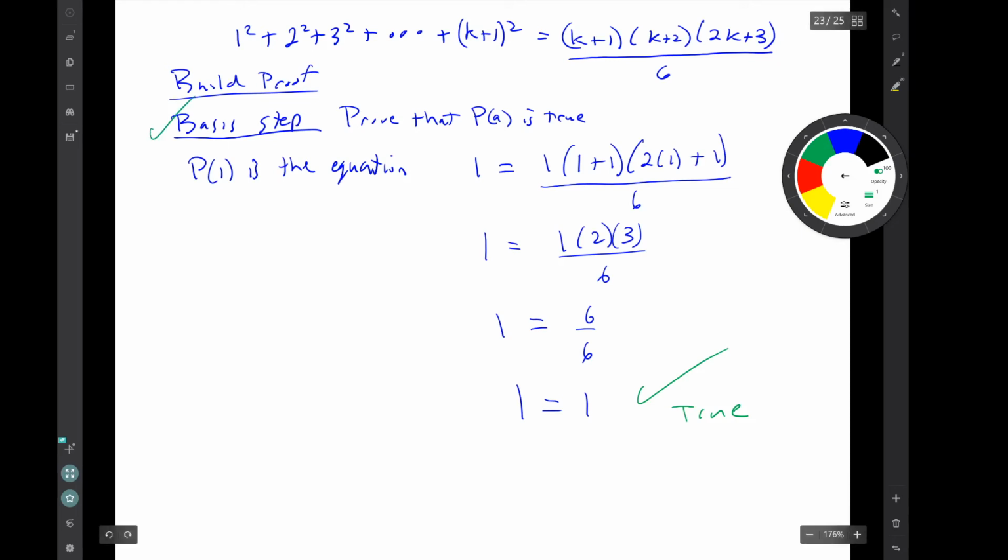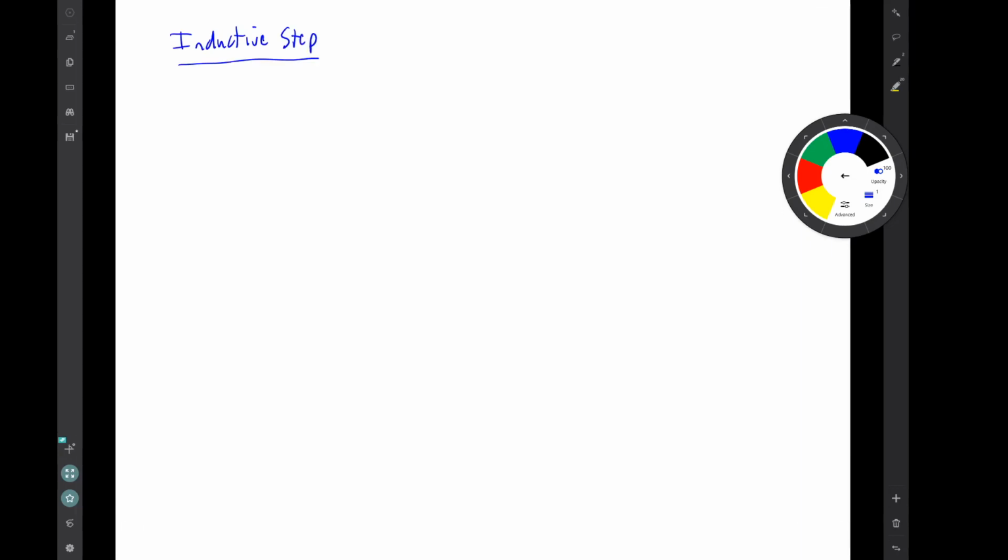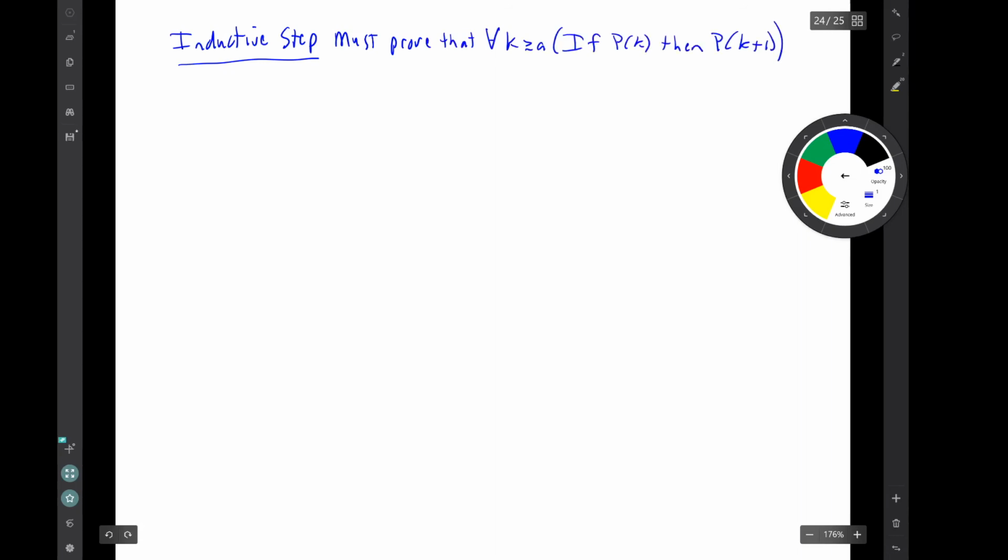The second thing we need to do is the inductive step. Remember what happens in that step. We have to prove that for all k greater than or equal to a, if P(k) is true, then P(k+1) is true. So we do a proof using the direct proof structure.